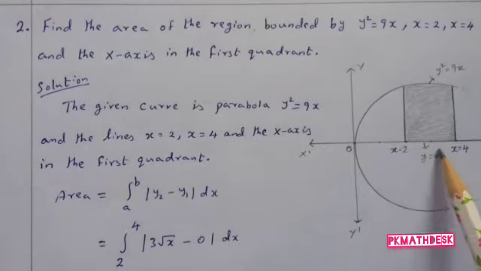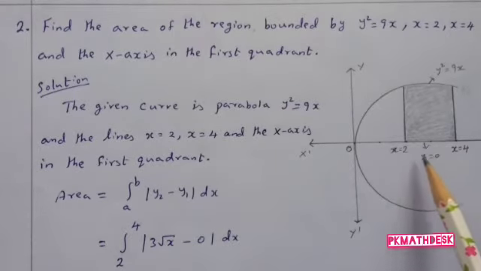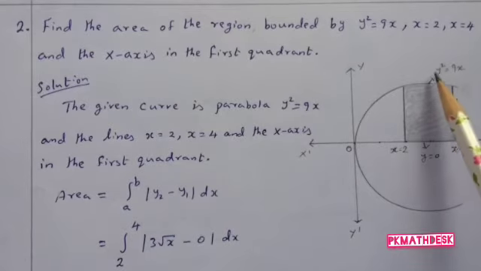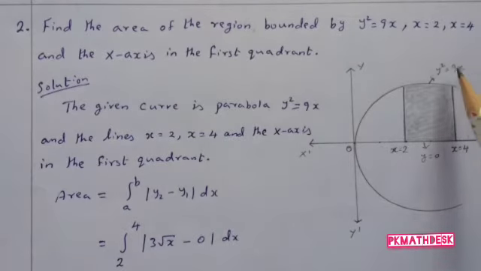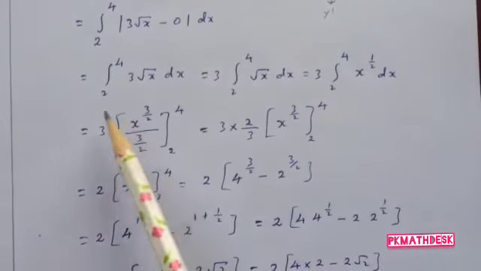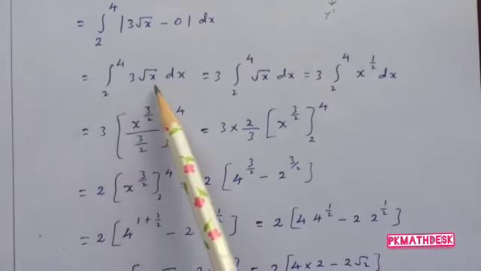The lower curve is the line y equal to 0, the upper one is y equal to square root of 9x, that means 3 into root x. Okay, modulus of 3 into root x equal to 3 into root x. That is equal to integration from 2 to 4 of 3 into root x into dx.